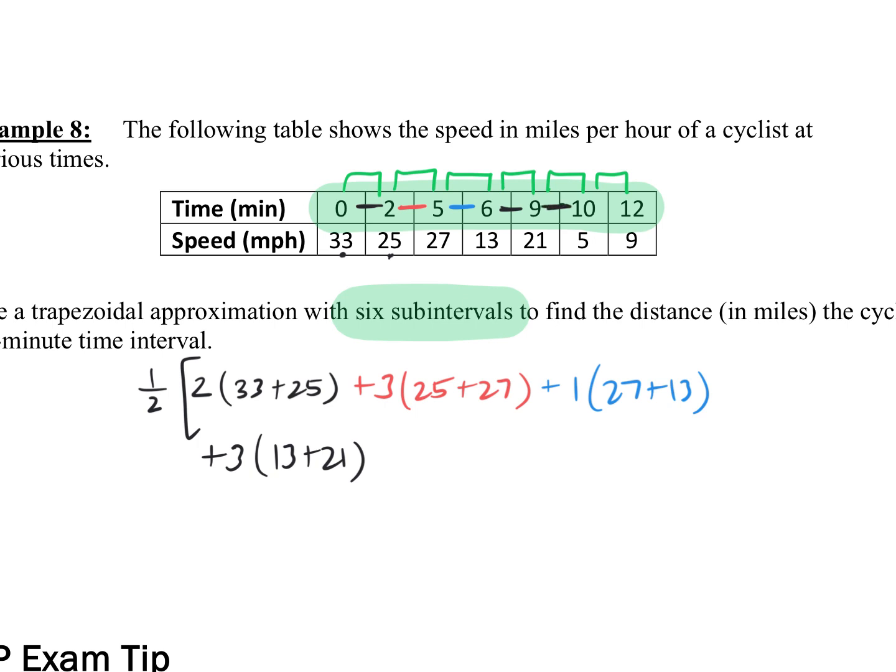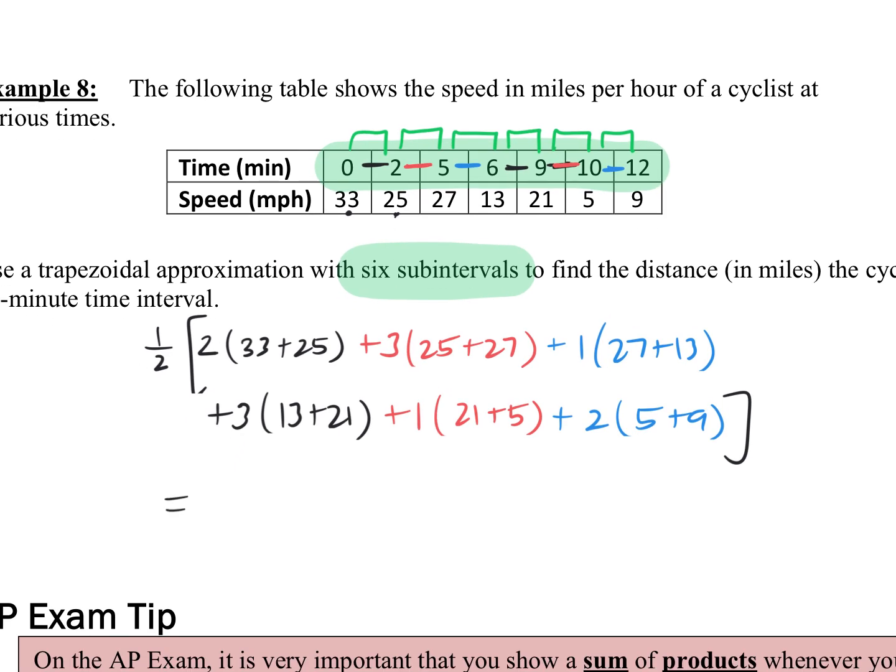In between 9 and 10, your height is going to be 1, and then your bases are 21 and 5. And lastly, I've got my height of 2 with my bases of 5 and 9. Okay, add all these things together, multiply all these numbers together, and you get an answer of 234 miles traveled.